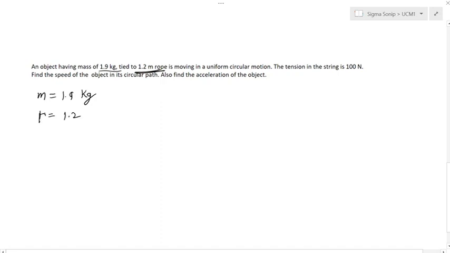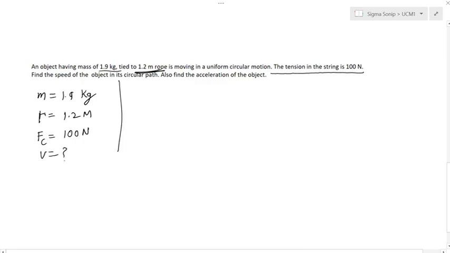1.2 meters. And as discussed earlier, if an object is in circular motion, there must be some force providing the centripetal force. In this particular case, it is the tension in the string or rope which is providing this centripetal force. So Fc is equal to tension in the rope, which is equal to 100 Newton. And we need to find the v.